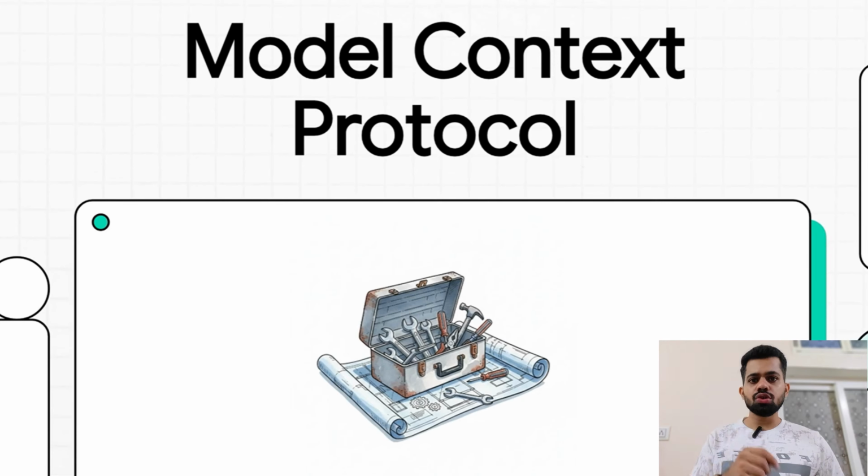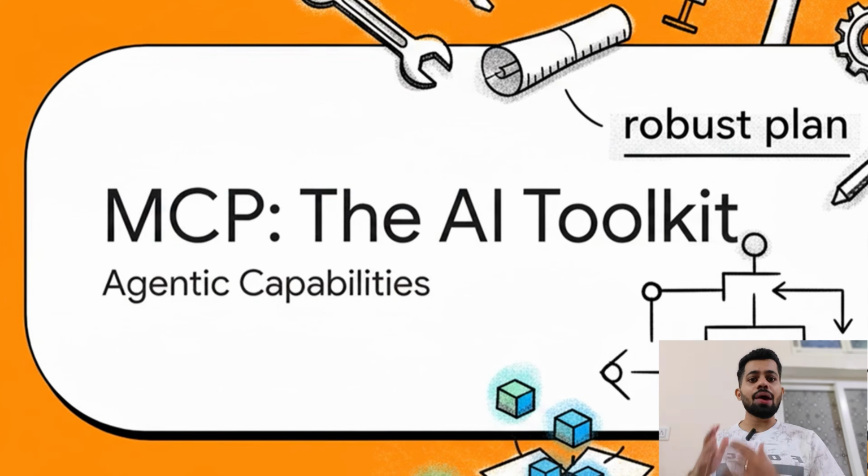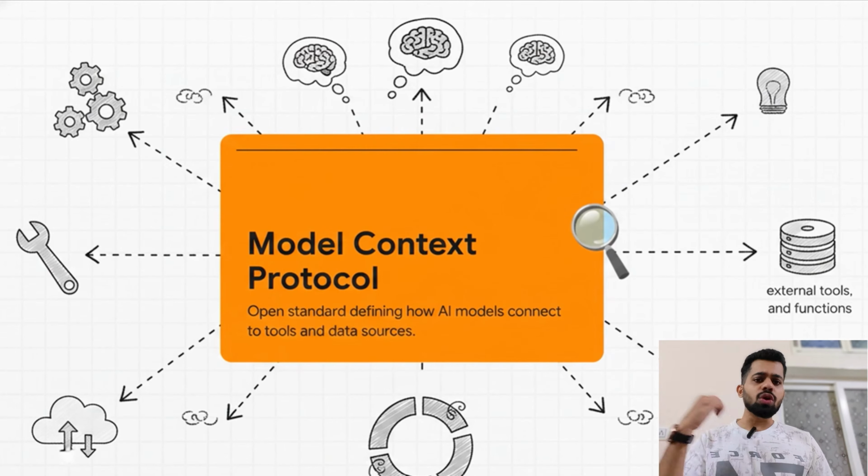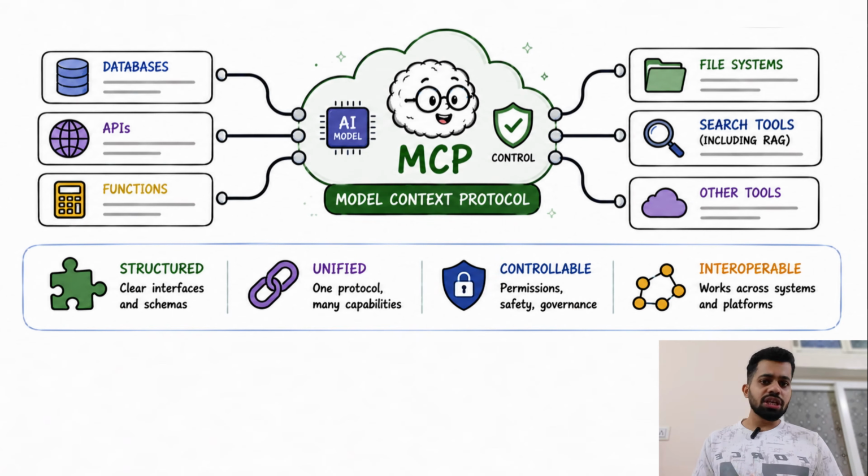Now let's switch to the Model Context Protocol approach, which essentially is about making our AI much more agentic, that is, giving it the ability to take action and reason through a task in multiple steps. MCP is an open standard introduced in late 2024 to define how AI models connect to external tools, data sources, and functions in a structured, unified, and controllable way.